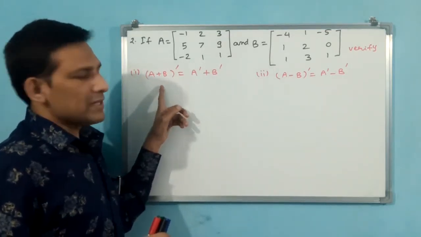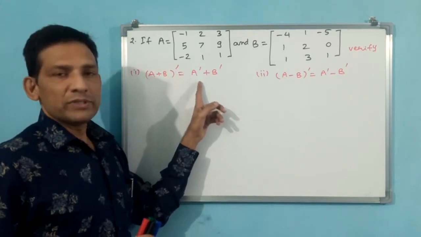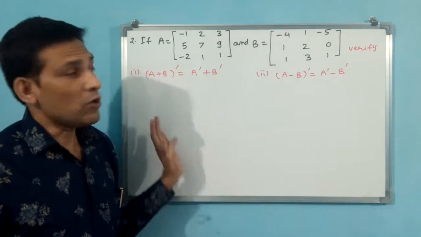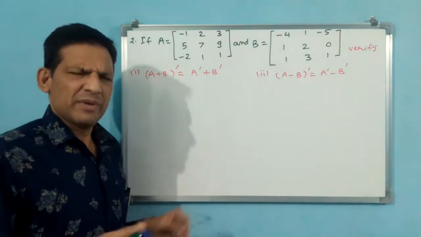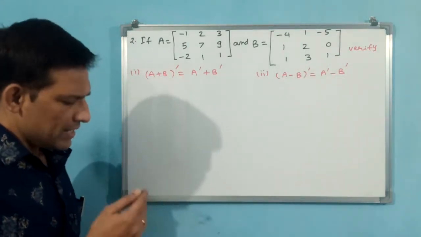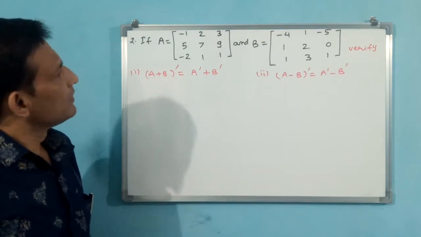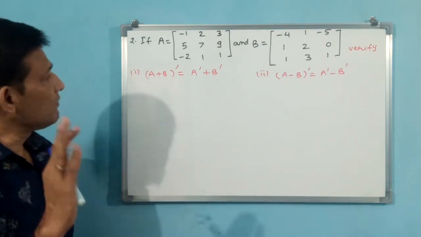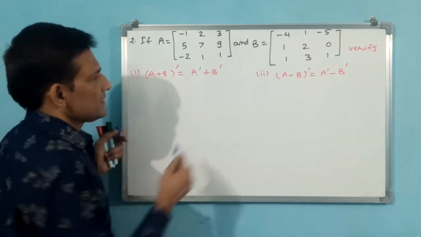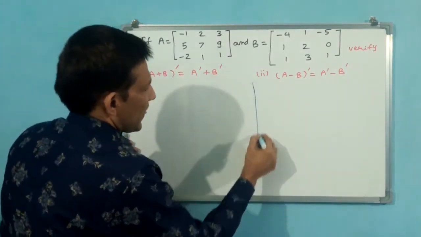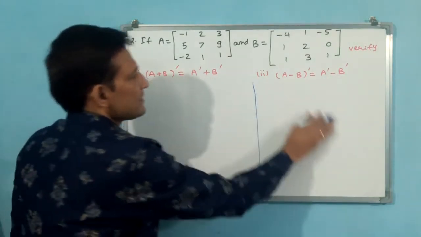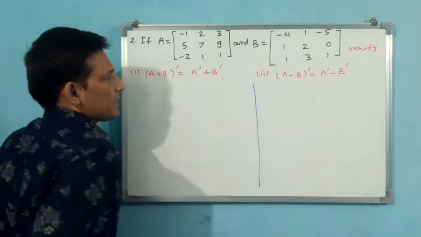(A plus B) whole transpose is equal to A transpose plus B transpose. First let us finish the first part. We have to prove. Verify. Verify means verification. Let us do verify. Now let me take the first one. See what we have to do here. Like LHS, RHS we will do. LHS this side we will do. RHS this side we will do. This is the RHS line.